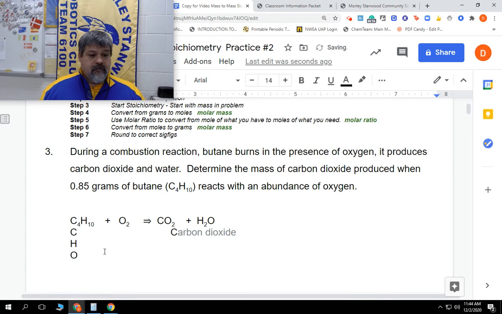Carbon, hydrogen, and oxygen. And with this, we're going to add how many we have of each one. So we have to put down the number. I have 4 carbon, so we're going to put a 4 there. Of hydrogen, we have 10, it looks like. And of oxygen, we have 2.